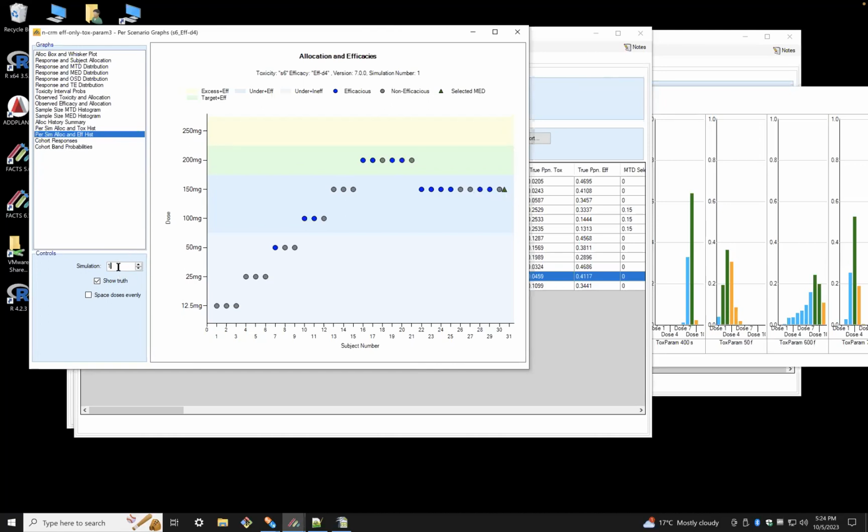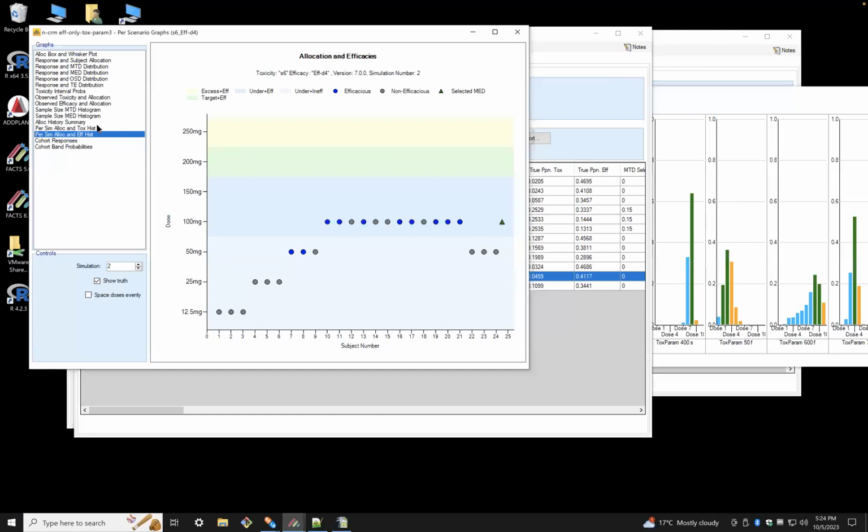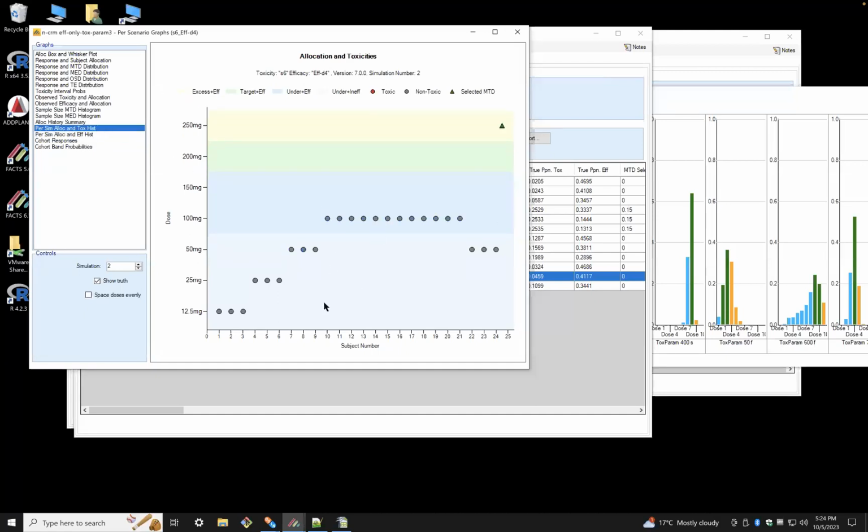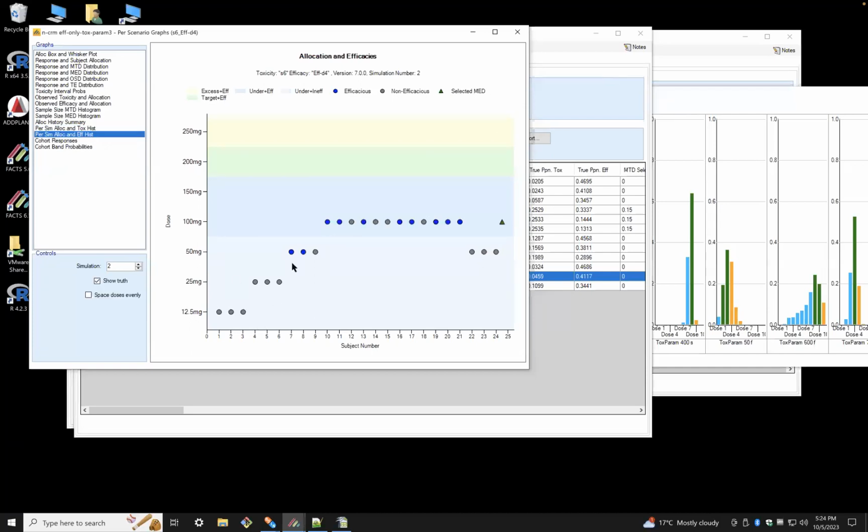In the second simulation in this scenario, it saw no toxicity at all. So as it was escalating, it started to see efficacy, saw enough at the 4th dose, and then just stayed there. It tried dropping back down, saw no more efficacy, and then selected dose 4, which is actually the true target in this case.